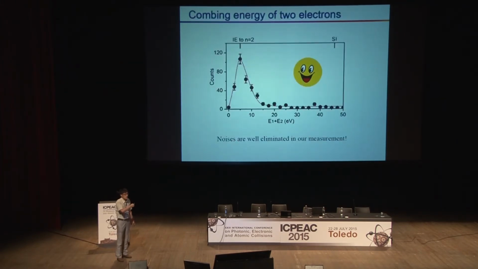We reconstruct the momentum of each electron and get the energy sum for the two electrons. We are very happy with this plot. Here we find a peak with the binding energy of the n equals 2 state, and the baseline here is very low. That means noises are well eliminated in our measurement, and we achieved a successful measurement for ionization excitation in the near threshold region.